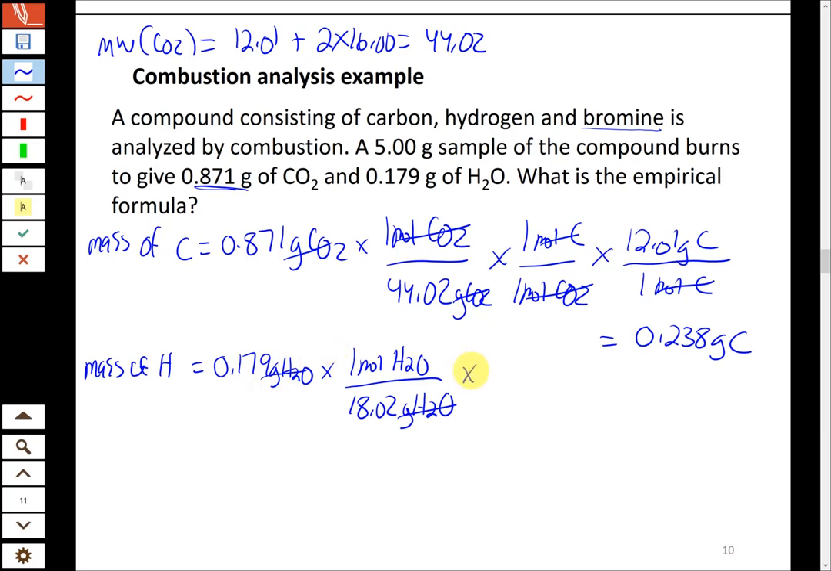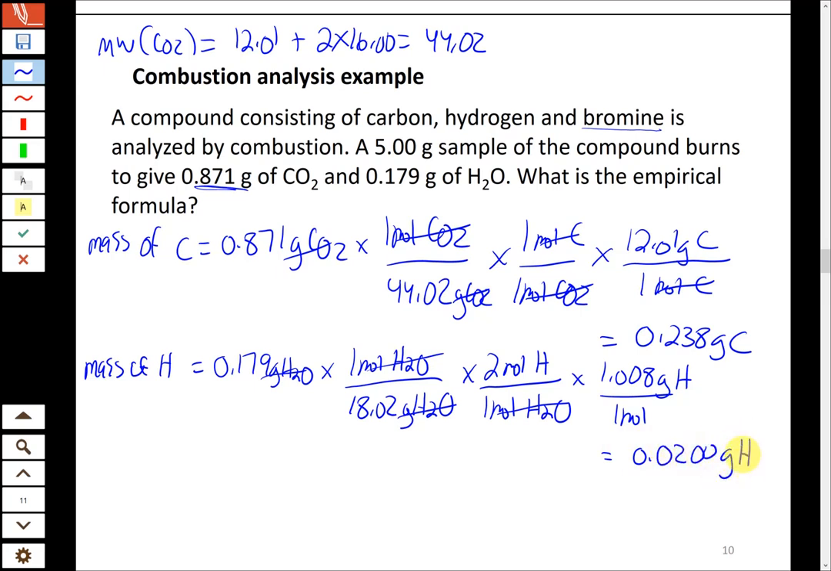Now here's where we have to be a little bit careful. There's one small difference. If we look at the formula of H2O, there's a subscript of 2 by hydrogen. That means 1 mole of H2O has 2 moles of hydrogen. So we're trying to find the amount of hydrogen element that's in there. So there's 2 moles of hydrogen for every mole of H2O. Again, that comes directly from the chemical formula H2O. So we have to make sure we don't forget that step. And then we use the atomic mass of hydrogen to figure out how many grams that would be. So 1.008 grams of hydrogen in 1 mole. That gives 0.0200 grams. All right, so again, a pretty small number, but we'll need that number later.